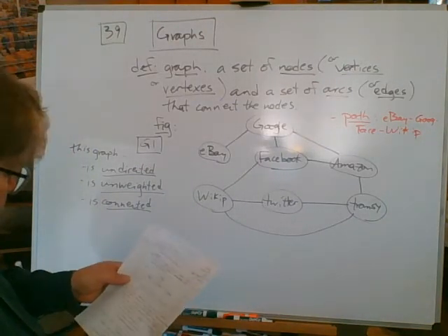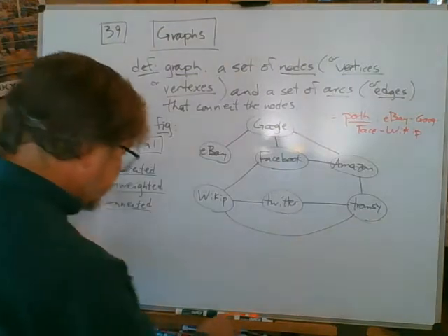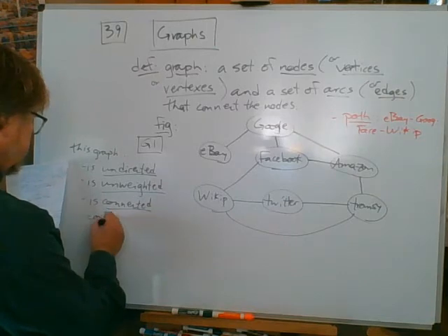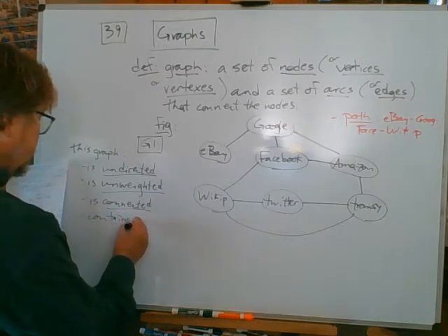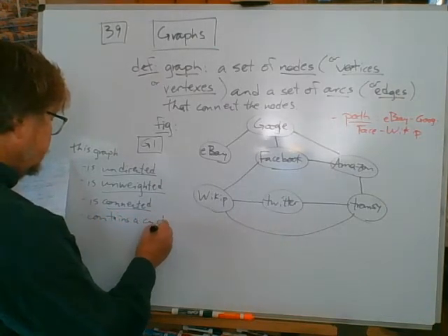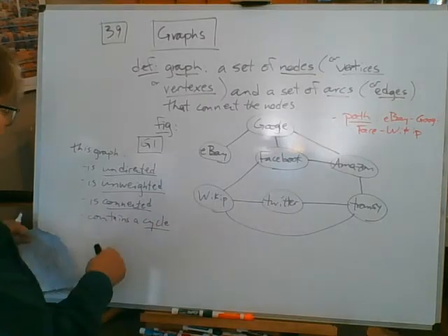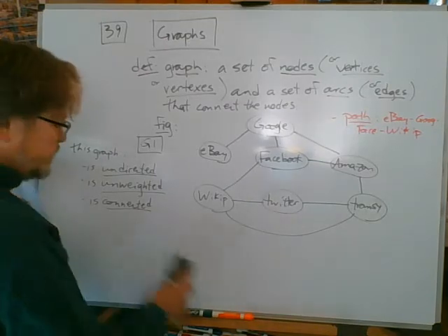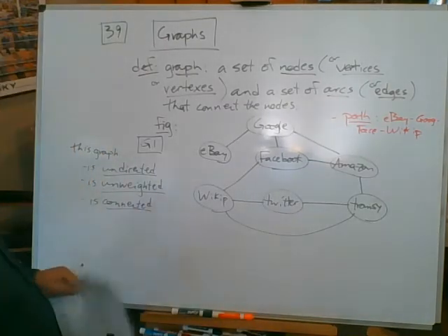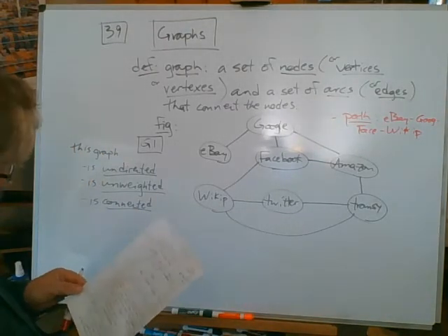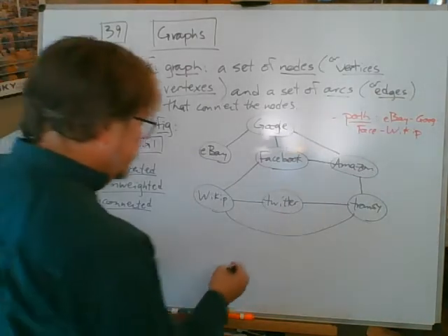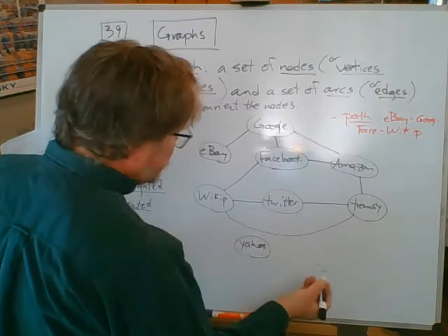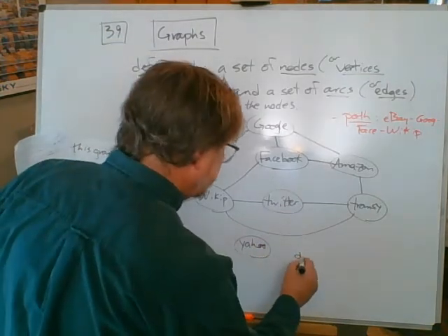Okay. Now then, this also contains a cycle, C-Y-C-L-E. Oh, wait, is connected. Let me get rid of that. I'm going to put contains a cycle in just a minute. You don't have to erase it from your notes. Is connected. What would it look like if it were not connected, if a path didn't exist? I might have Yahoo. I'll add a couple of nodes and then erase them. I might have Yahoo and dictionary.com.